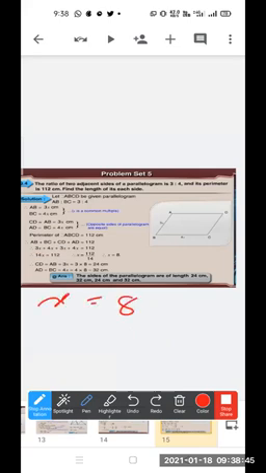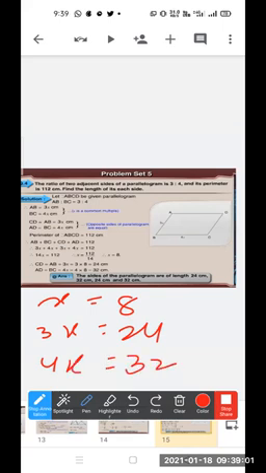From that we can find each side of the parallelogram. 3x is 8 threes, which is 24, and 4x is 8 fours, which is 32. So the sides of the parallelogram are 24 centimeters, 32, 24, and 32 centimeters. In this way we can find each side of a parallelogram. I hope it is clear to all. Next, move on to the next question.